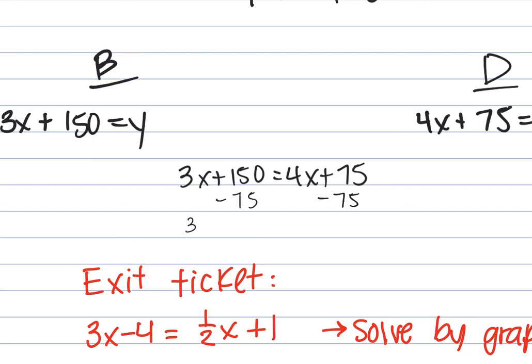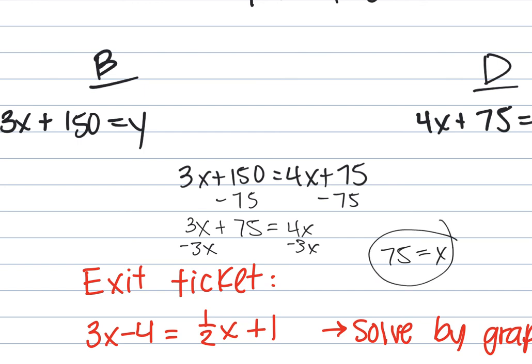3x plus 75 equals 4x. And then what? Subtract 3x from both sides. Mm-hmm. So that's what 75 equals x.